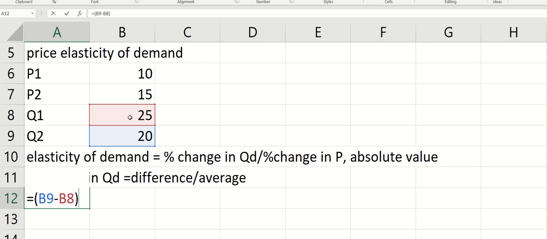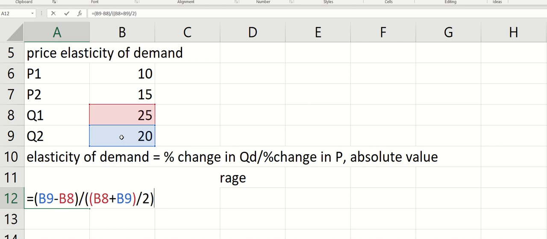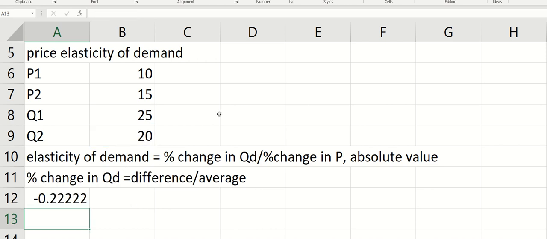The benefit of doing that is that once you link the cell to the input cells P1, P2, Q1, Q2, we're going to keep the same formula. And for all the future questions, all we're going to do is change the numbers in P1, P2, Q1, Q2. Your answer will come out automatically, right? And then divided by, let's say we have double parentheses, the average. So Q1 plus Q2 divided by 2. All right, so that's our percentage change in quantity.